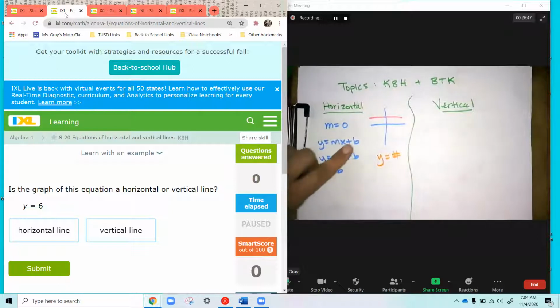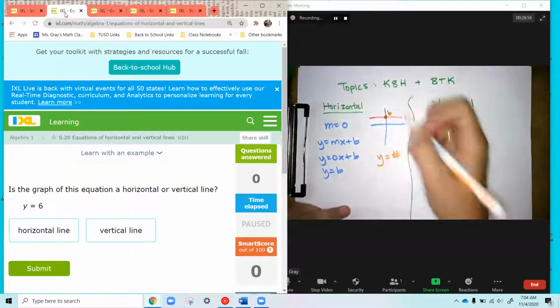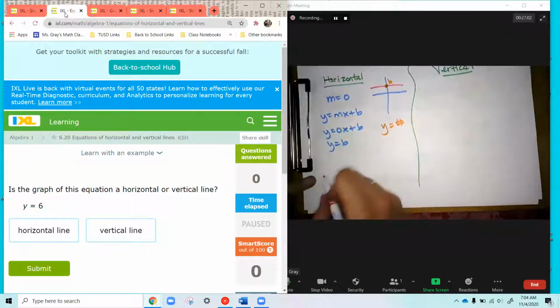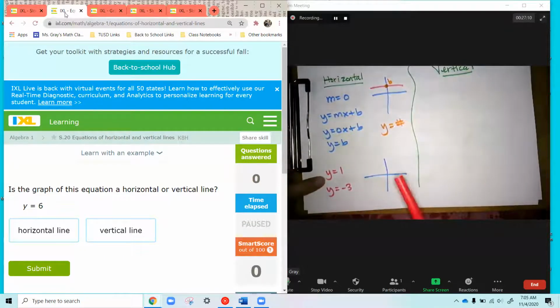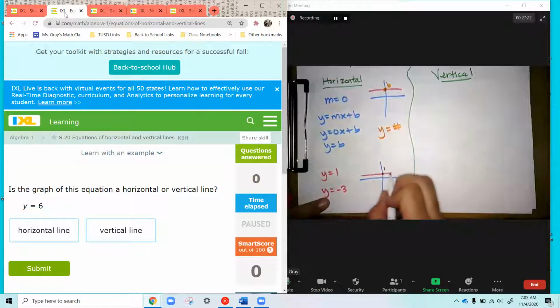And whatever that number is, isn't that number really the y-intercept? So really here, whatever that number is where it crosses here. So if I was going to give you a couple of examples, y equals 1, y equals -3. So if I was going to graph these, they are going to be horizontal lines that go through this number on the y-axis because these are the y-intercepts. So this one has a y-intercept at 1. So let's say that's 1. It's going to be a horizontal line through it. Or this one would be, let's say down here at -3, a horizontal line.